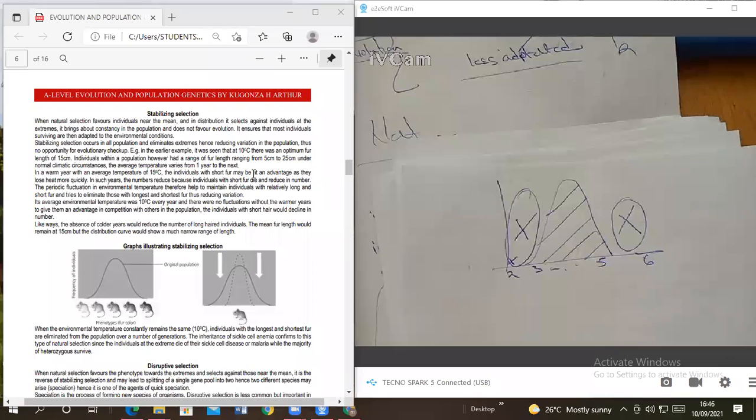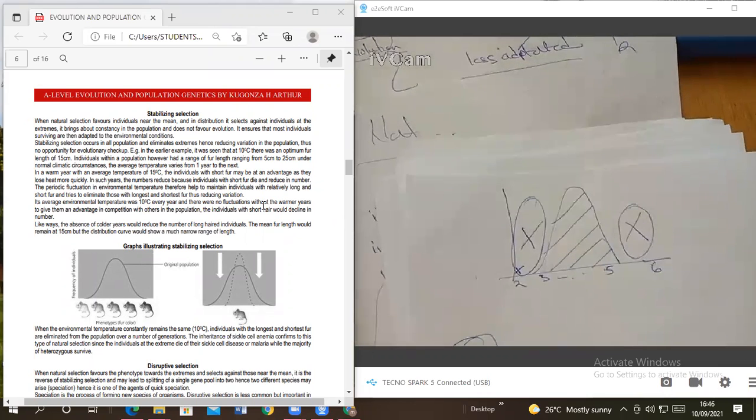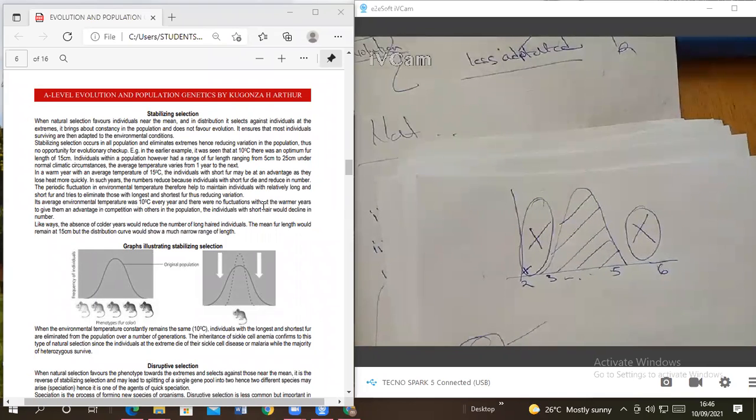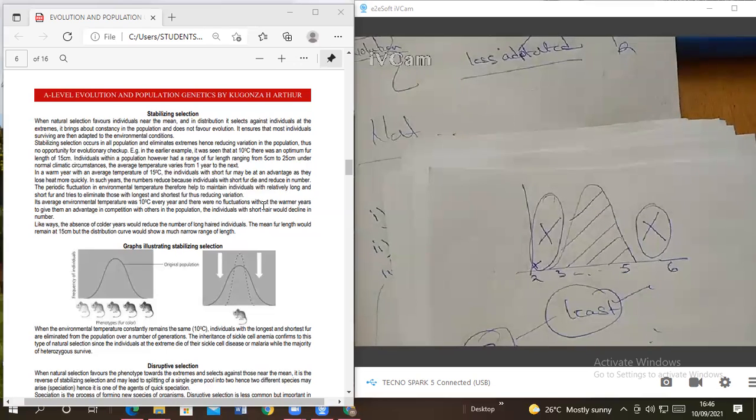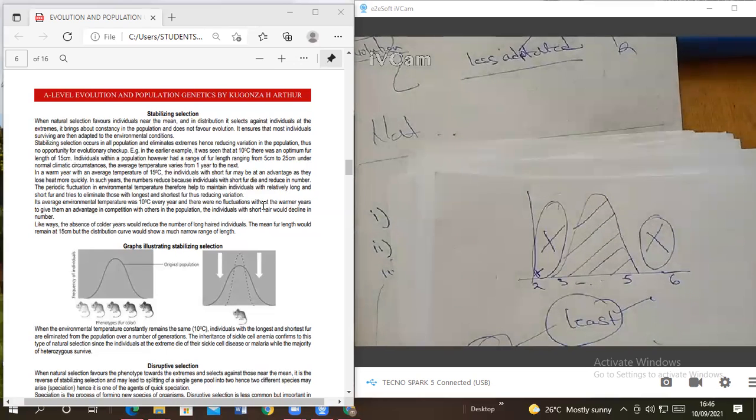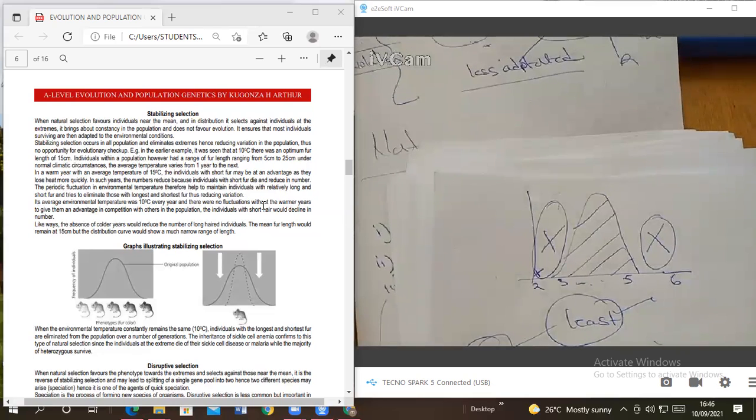Have you understood what it means by stabilizing? Yes, teacher. And this stabilizing, among all the three types, is the one which leads to the least evolution rate. Mainly, it does not lead to evolution. Do you know who can tell me why we say it does not lead to evolution, or why it least leads to evolution? Who can tell me?